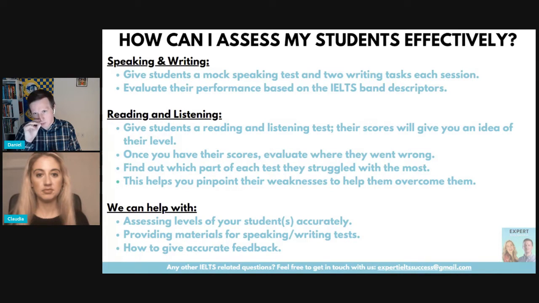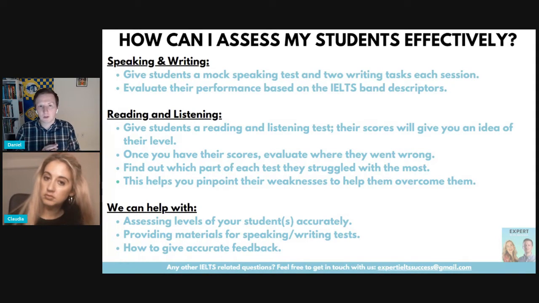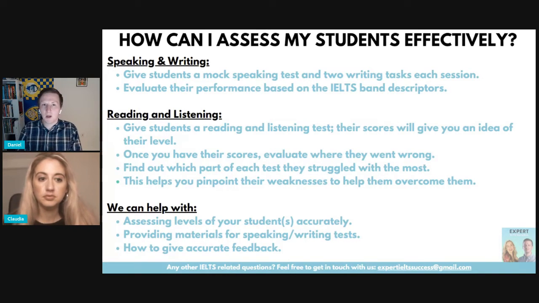Some teachers like to do a placement test before. I know there's one from After Class. I know Cambridge offers one. That's fine for general English and maybe grammar and things like that. That could be very useful. But in terms of the IELTS test, we'll talk specifically about it. A good way to help assess your students in the first session is to give them a mock speaking test. And then you can follow this up with different writing tasks as well.